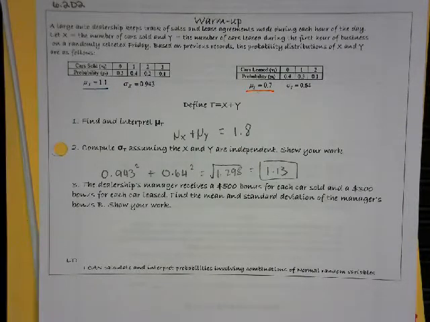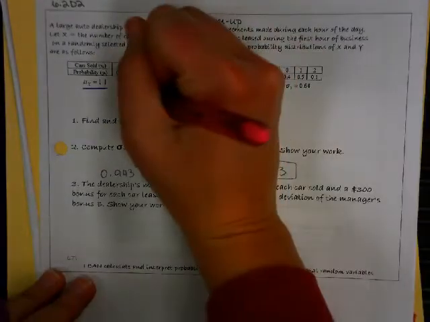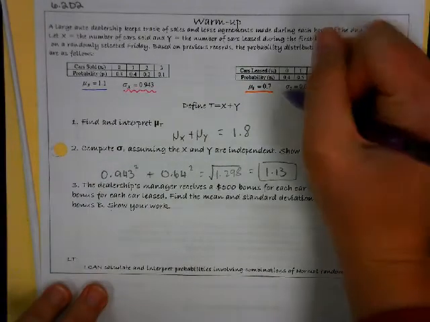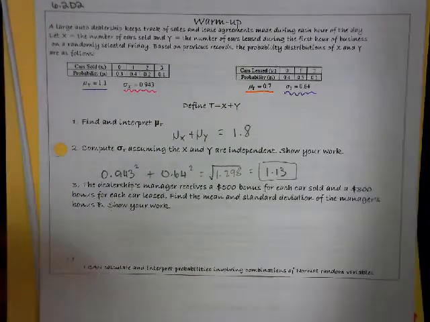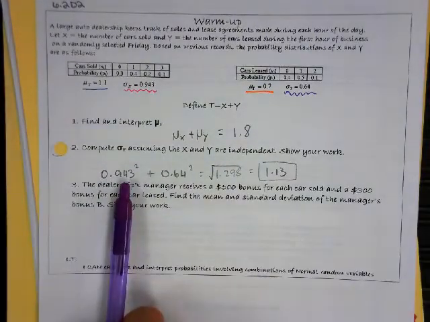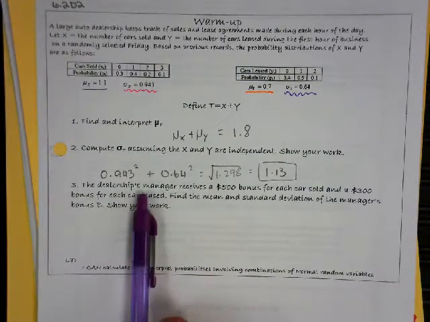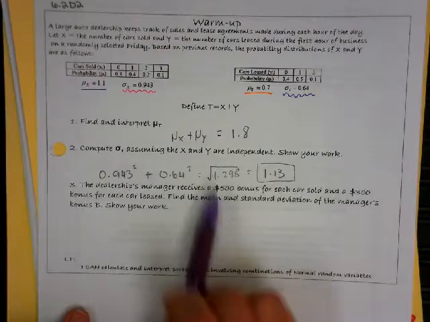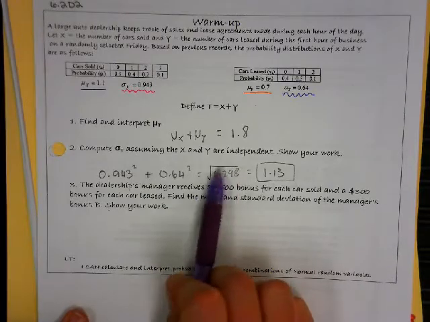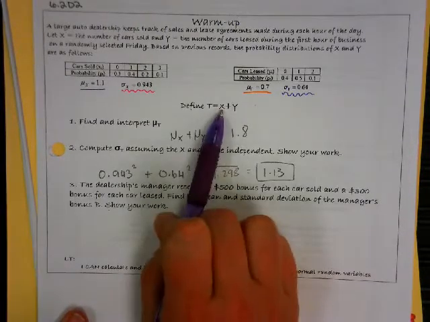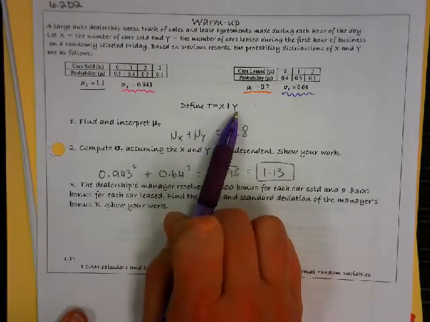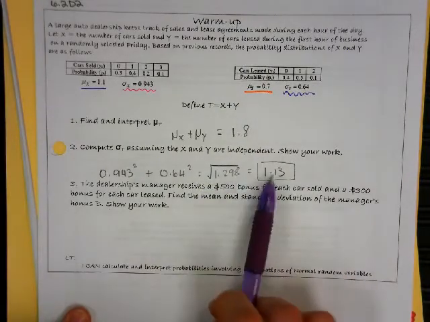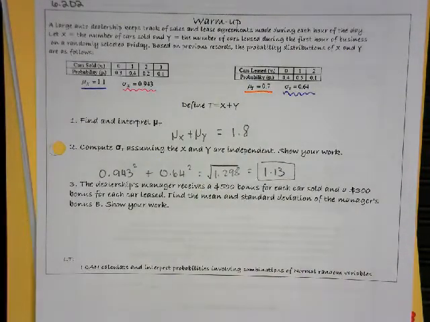To find the standard deviation, it's not quite as simple. You can't add standard deviations. You have to add the variances, which is why Zach squared them and then added them, and he got 1.298. So that's the variance of X plus Y. To get the standard deviation, he square rooted it and got 1.13.